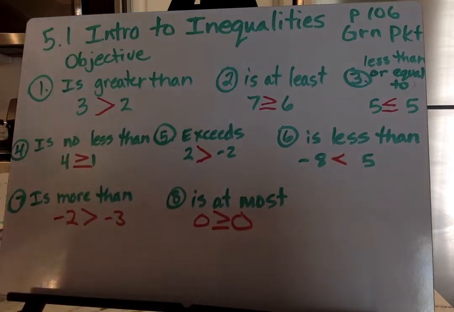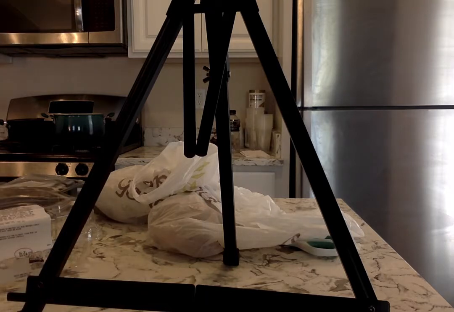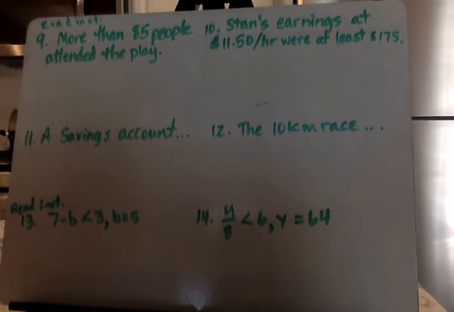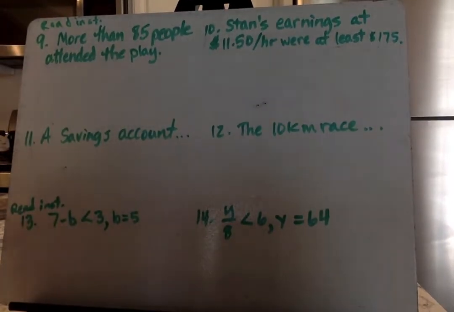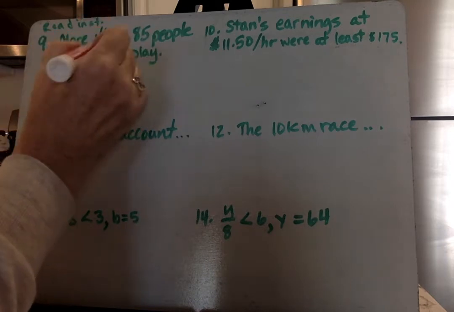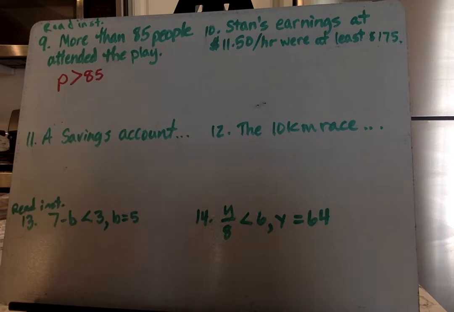Okay, now we're going to go on to number 9. The instructions on number 9 say write an inequality for each sentence. Okay, hopefully you can see that okay. All right, more than 85 people attended the play. So we know the people, we're going to use the variable P, greater than, because we have more than 85. And that's all you have to do.